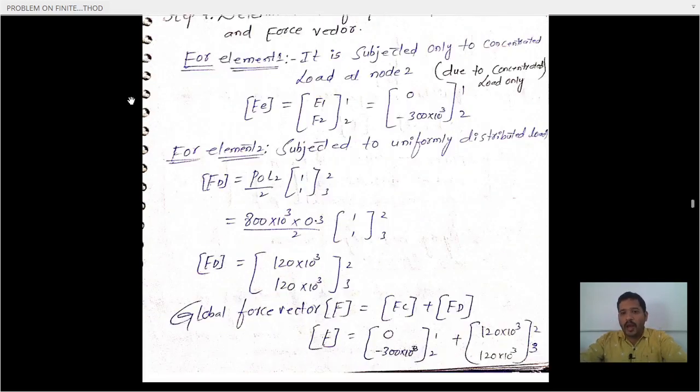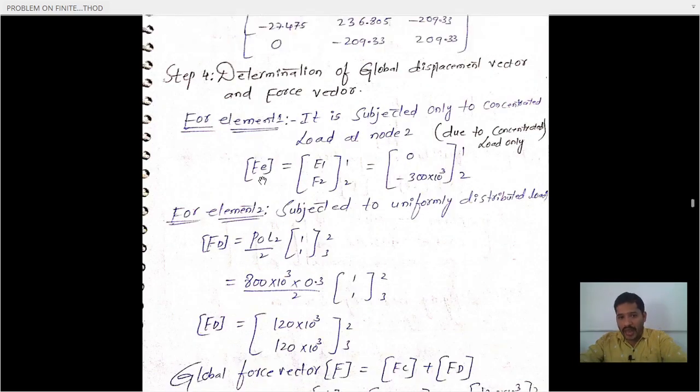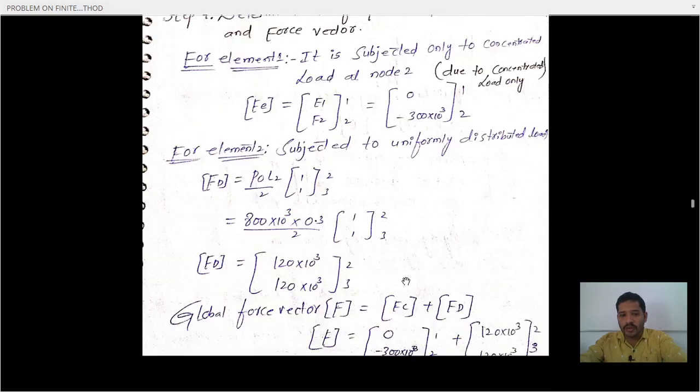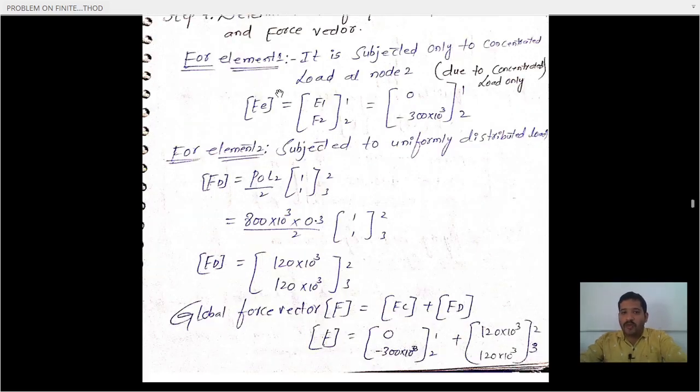So here, how many forces do we have? Generally, let us see, this Fe represents the nodal force acting on the element. We are representing here F1, F2, first, second, and this is the F1 value. How is it here? It is fixed, so it represents the value as 0. And F2 is how much? Minus 300 into 10 power of 3. So this is for the first element.